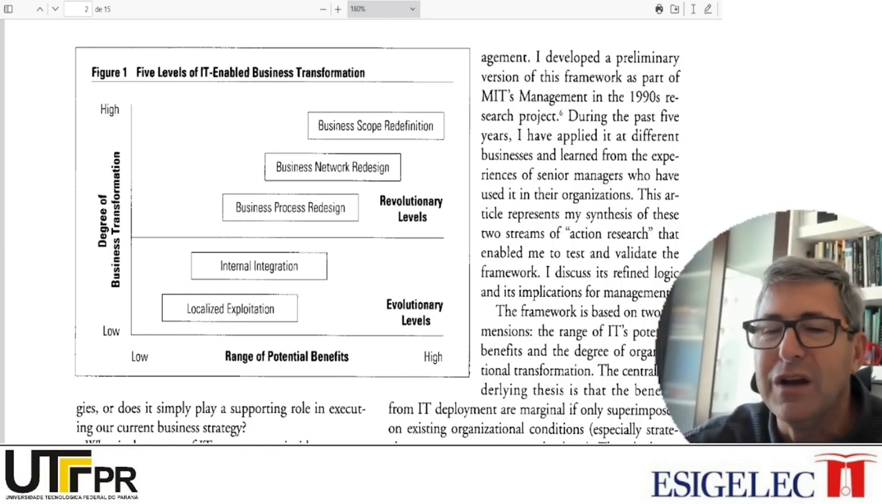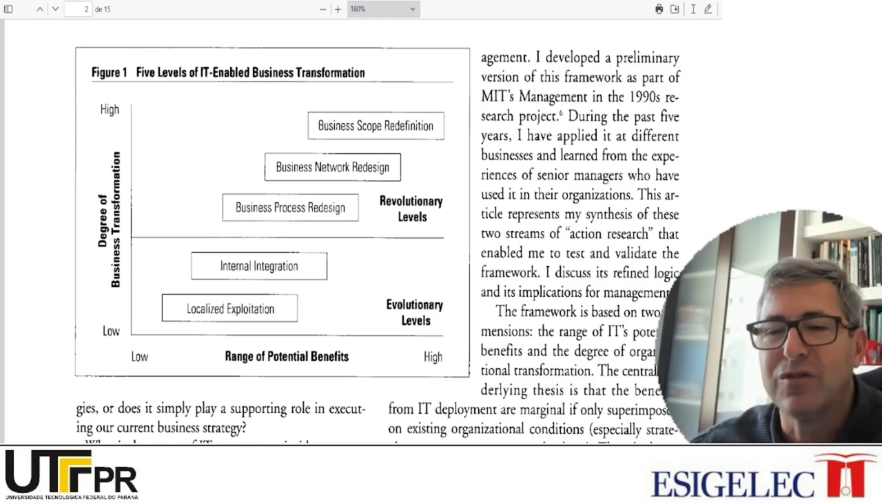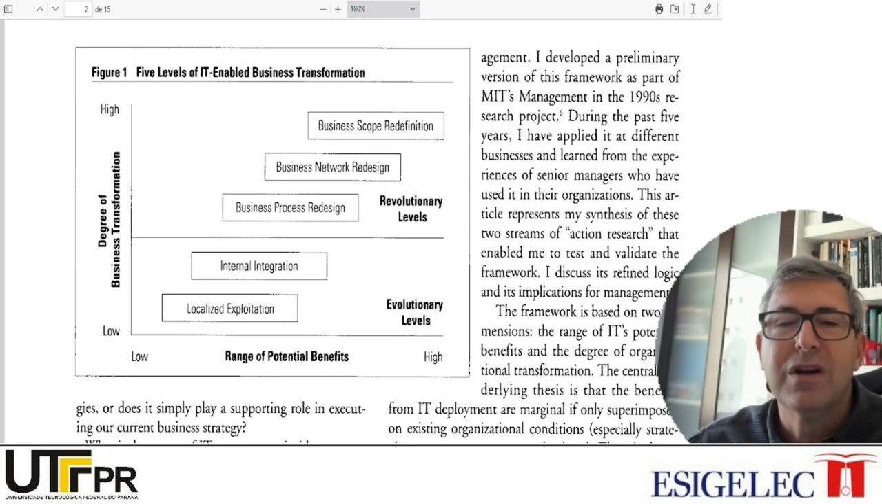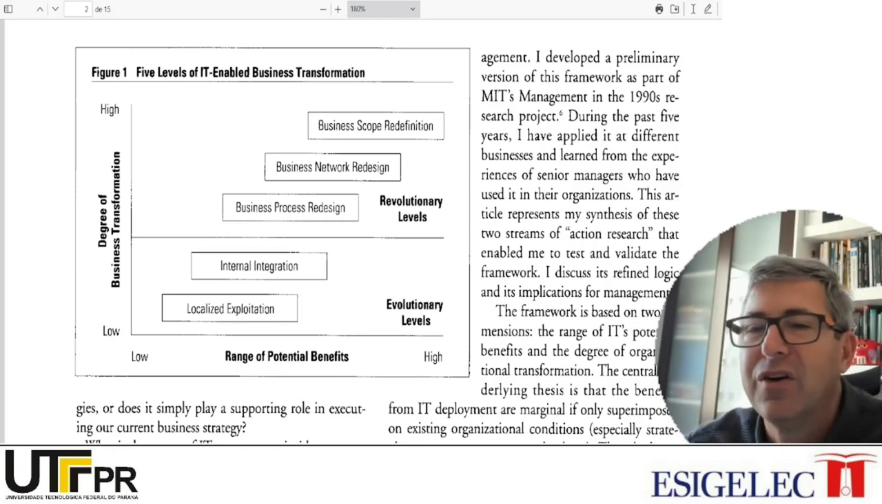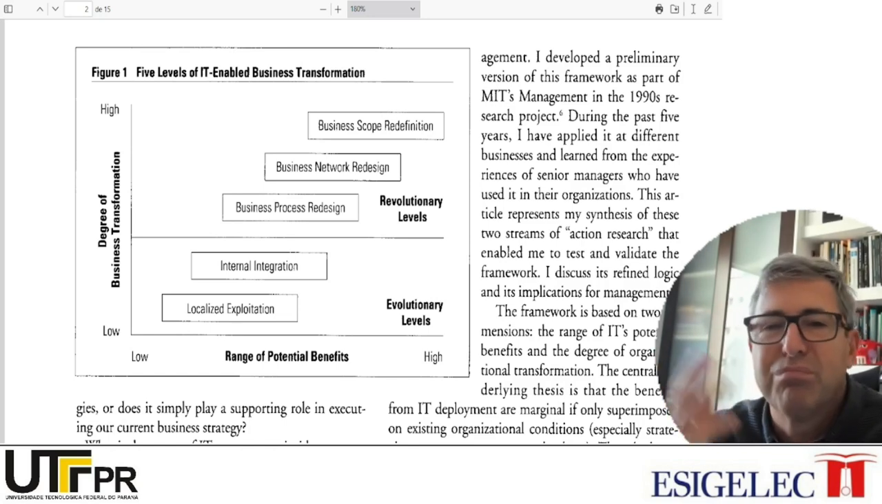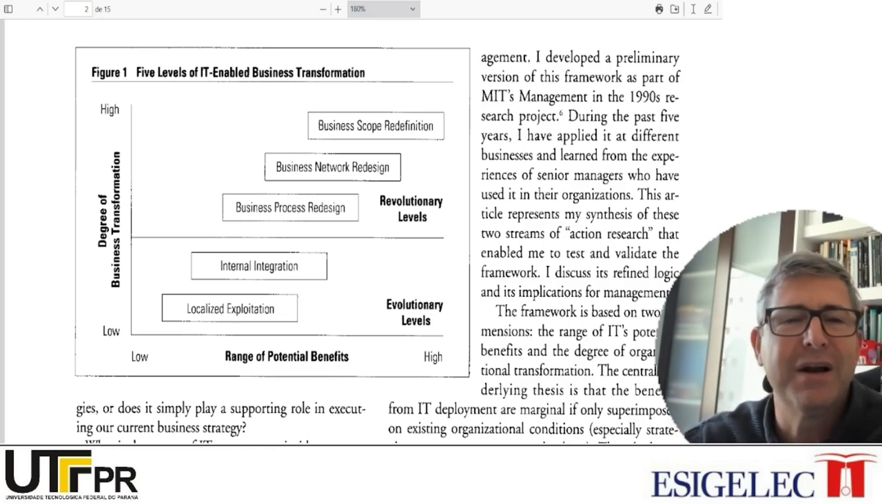For now, for this picture that you have in front of you, we have potential benefits. And of course, the more we add to the right, the more potential benefits we have. But those potential benefits require business transformation, which is in the y-axis there. Then this author starts saying that the first thing we can do with technology, and here we're always talking about IT, is what they call localized exploitation. Localized exploitation is when a department or a person in an organization has a problem.